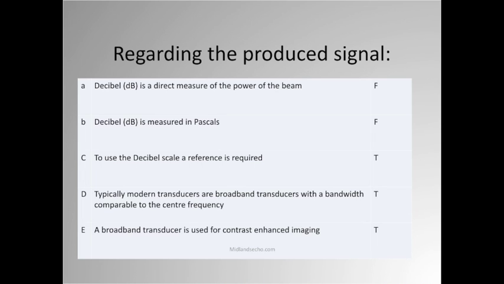So, regarding the produced signal, decibel is a direct measure of the power of the beam. No, decibel is a relative measure, so it measures how much louder the beam is than a reference value, so that's false. Decibel is measured in pascals, that's false because it's a ratio, so it's a logarithm of a ratio in fact, so there's no units associated with it.